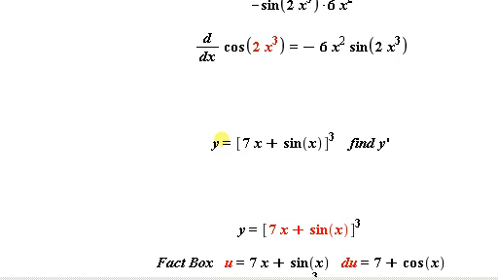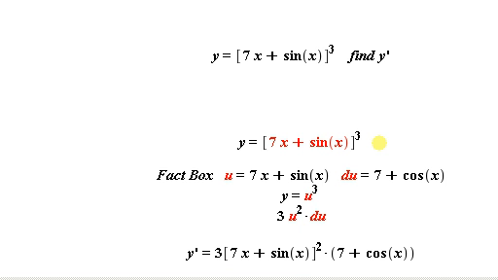So they're saying y equals 7x plus sine x, and then that whole thing is cubed. Wow. We're going to have to try and find the derivative of that. So find y prime. Well, good thing we have our u substitution. So the first step is to identify what is the inside function and what is the outside function. Here it is. The inside function is this, 7x plus sine x. And the outside function is this 3.